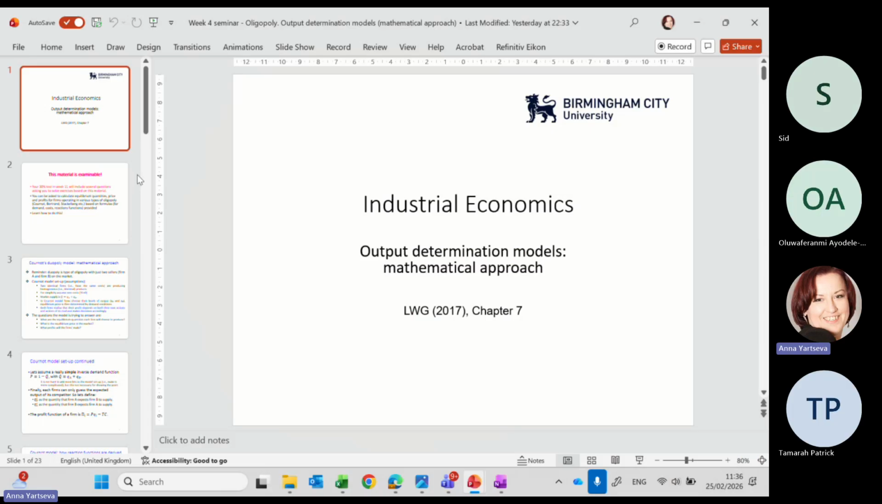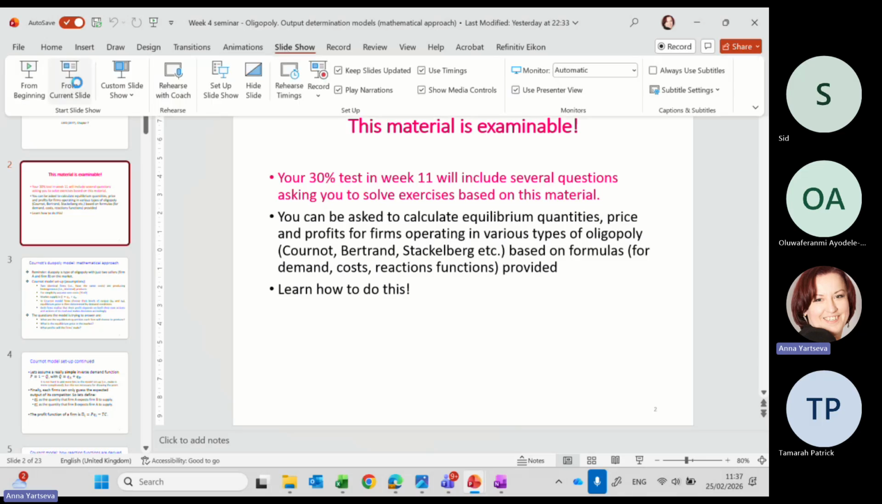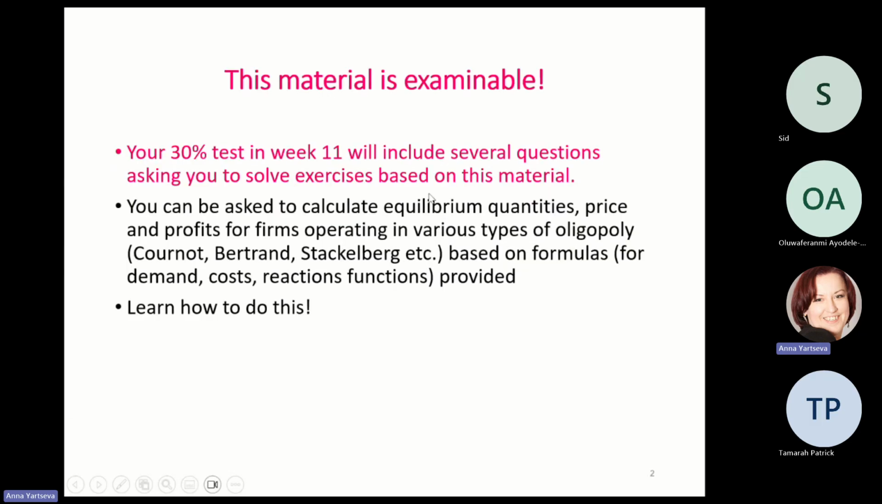So in this particular lecture, I think it will take us about an hour or so. We are going to cover the same material, output determination models, but using the mass approach. This presentation will include several questions and worked examples, which will come up in your assessment. So there will definitely be some questions in your test, which will include exercises based on this material.